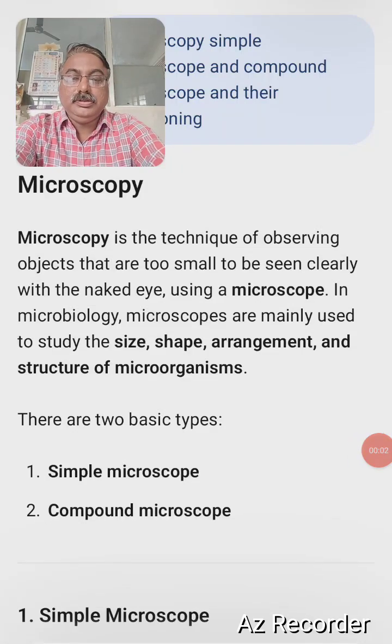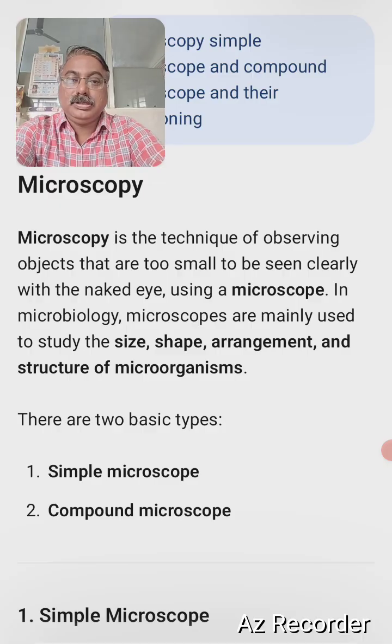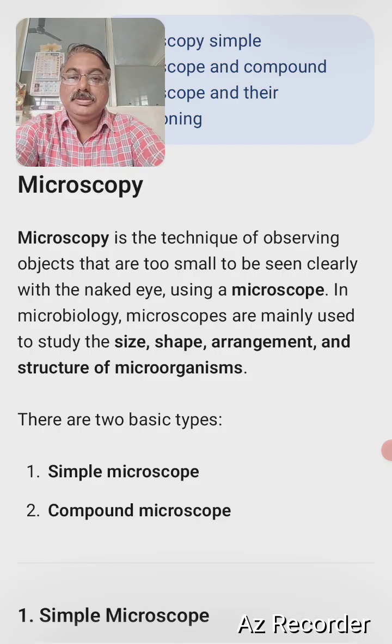Welcome to this video in which we will see details about microscopy. Microscopy is a technique of observing objects that are too small to be seen clearly with the naked eye. That's why they need to be observed with the help of a microscope. In microbiology, microscopy and microscopes are mainly used to study size, shape, arrangement and structure of microorganisms.